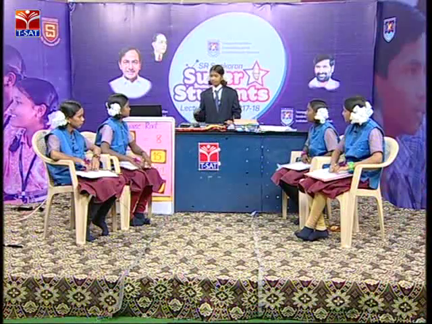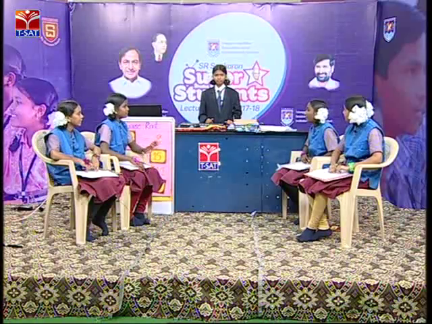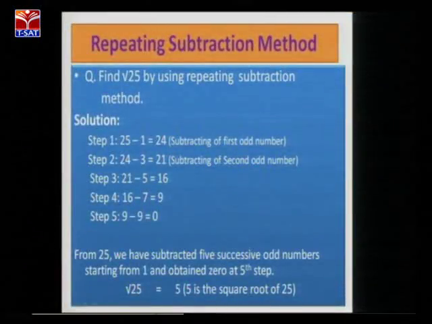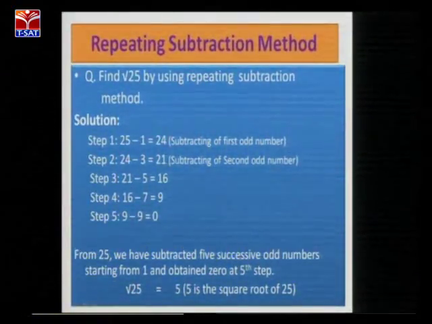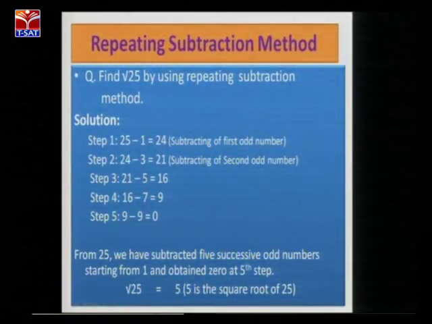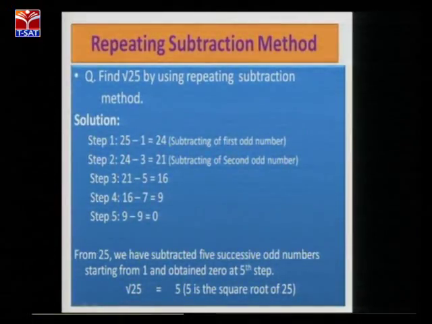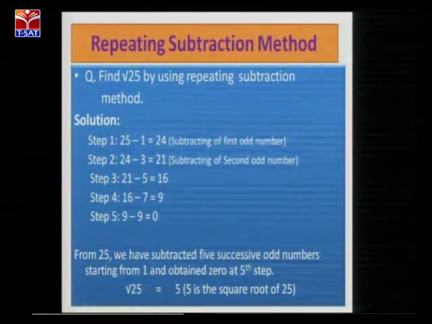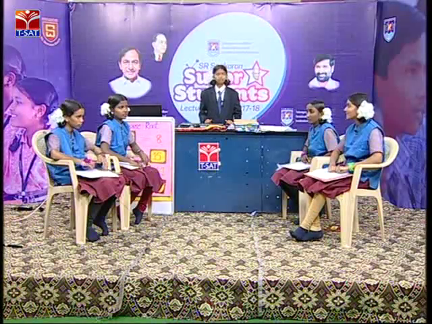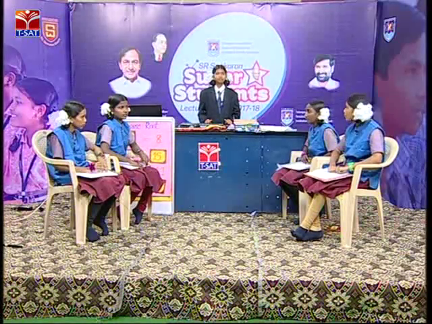Okay friends, the first method, what is that? Repeating subtraction method. Yes friend, repeating subtraction method. Let us find the square root of 25 by using the repeating subtraction method. The first step is 25 minus 1 is equal to 24. Here we subtract the first odd number. The second step is 24 minus 3 is equal to 21. Here we subtract the second odd number. Namta, can you tell what is the next step? Yes friend, the next step is 21 minus the third odd number 5, that is equal to 16.